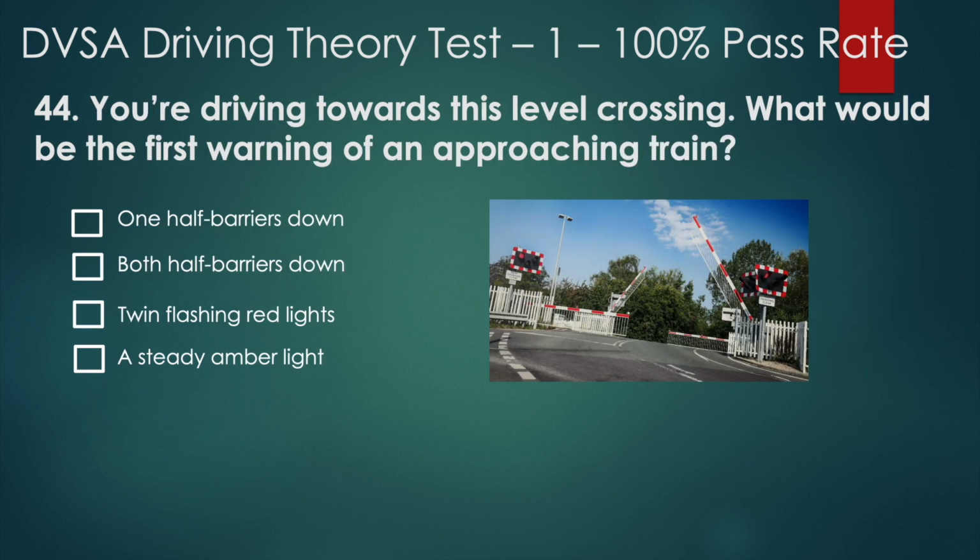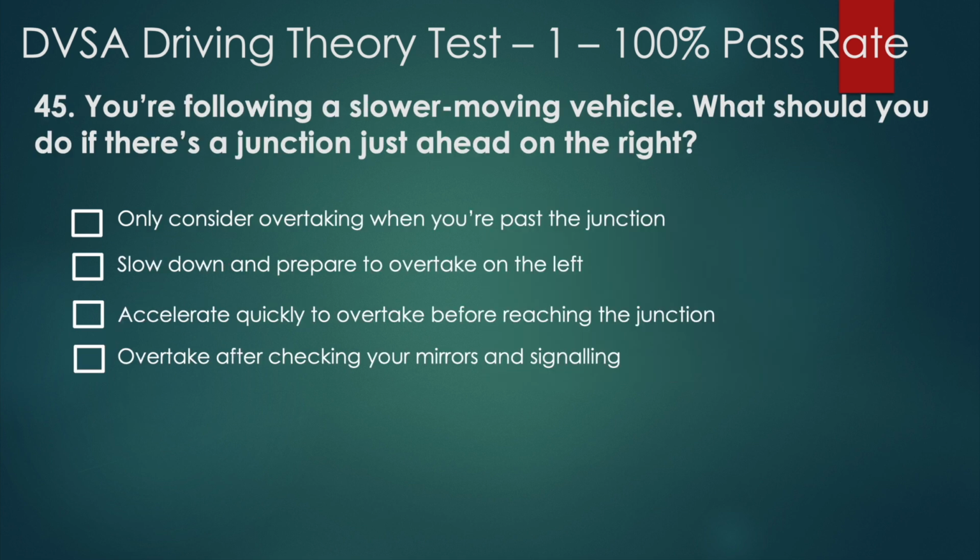44. You are driving towards this level crossing. What would be the first warning of an approaching train? A. One half barriers down. B. Both half barriers down. C. Twin flashing red lights. D. A steady amber light. And the answer is D. A steady amber light.